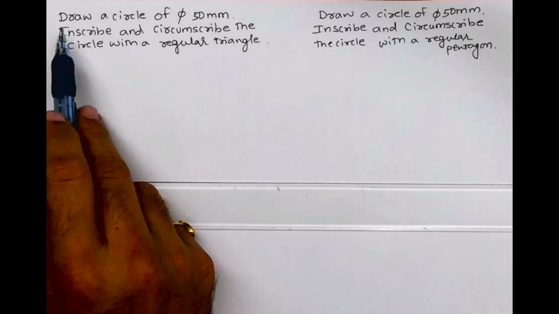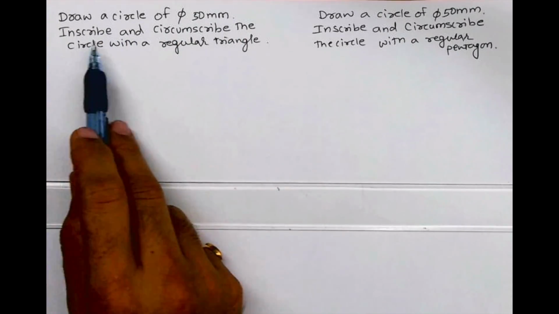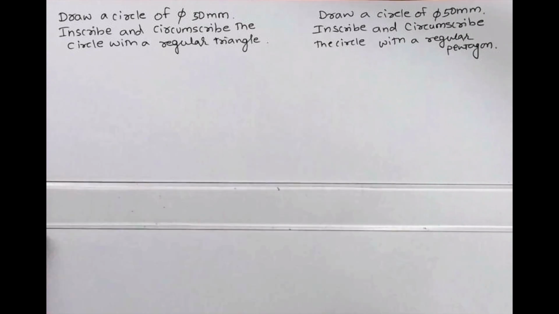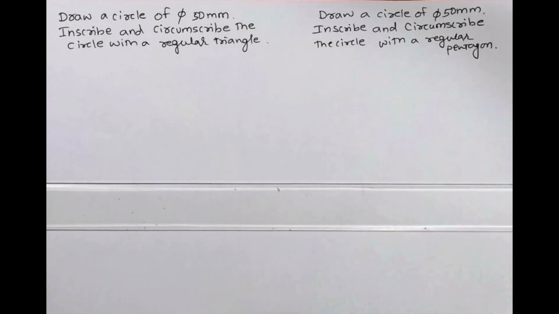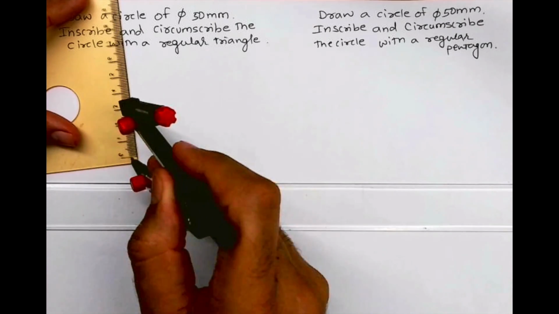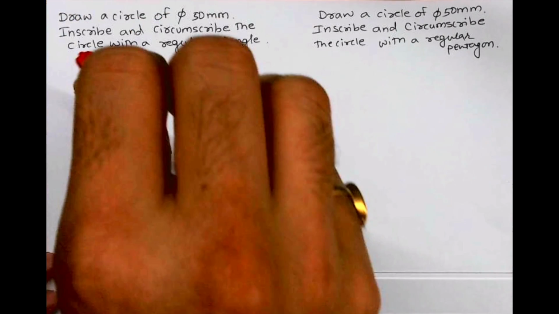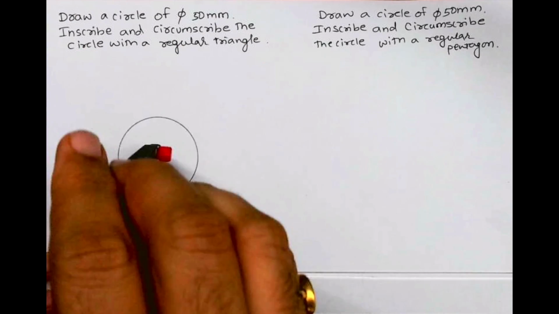Welcome to Technical Drawing. Today we'll see a circle of diameter 50 and we need to inscribe and circumscribe a circle with a regular triangle. So first we'll take radius 25 and we'll draw a circle. Now we need to draw a triangle, so we'll divide the circle into 3 parts.